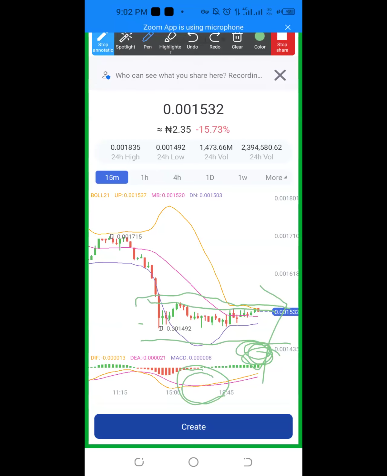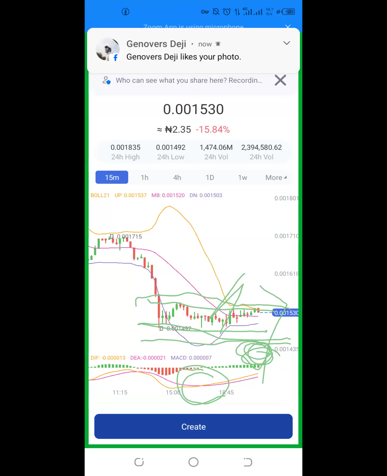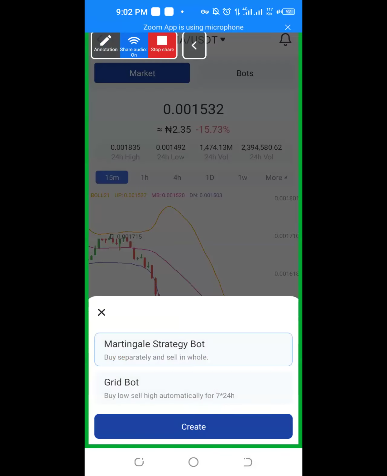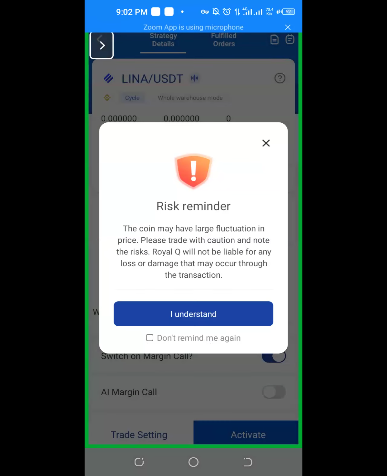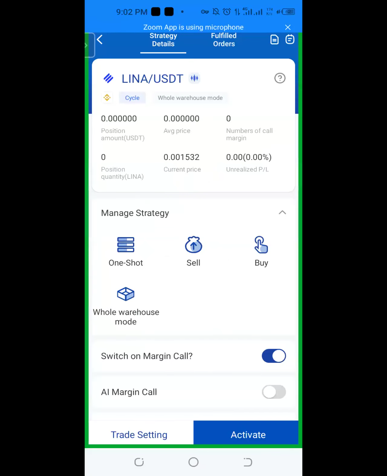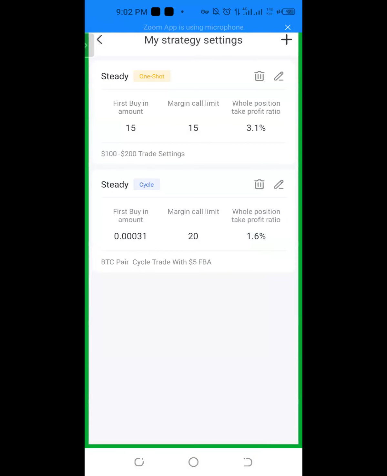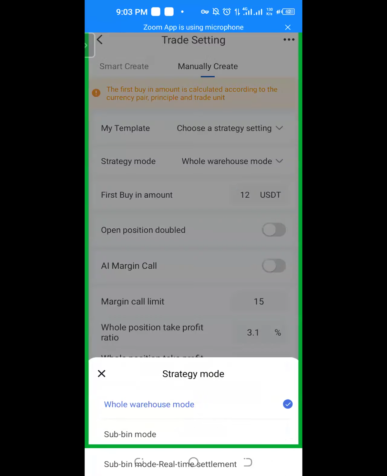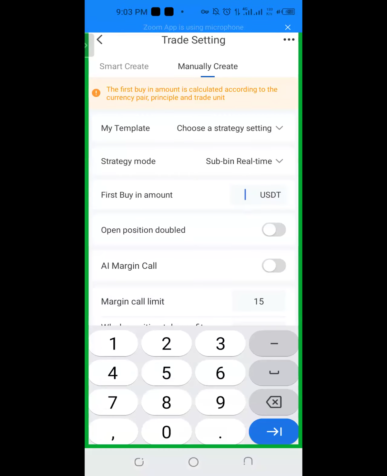There was no significant movement up. So if I want to enter this trade like this, I will just create a bot. I'm going to enter this coin with the MACD indicator strategy. So I will now click trade setting down. Finally create. Choose all settings. You import your setting. Your warehouse mode, change it to sub-in mode. I want to just use it to test. I'm not using it to trade.